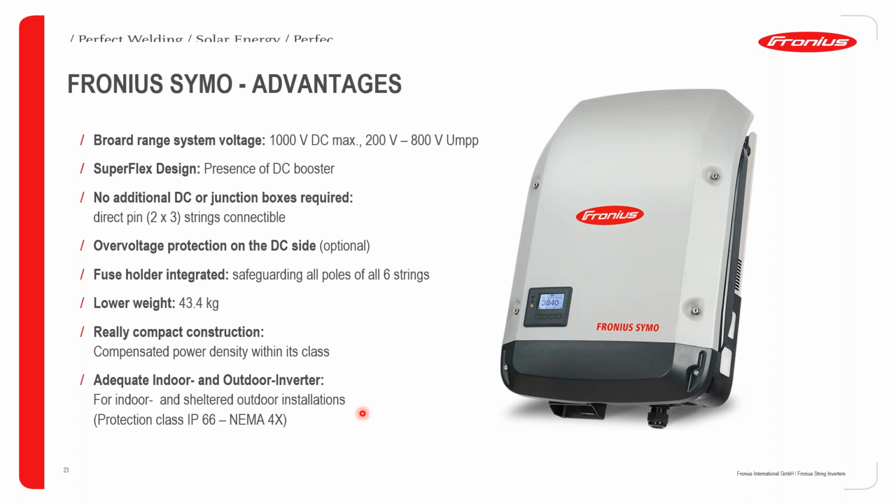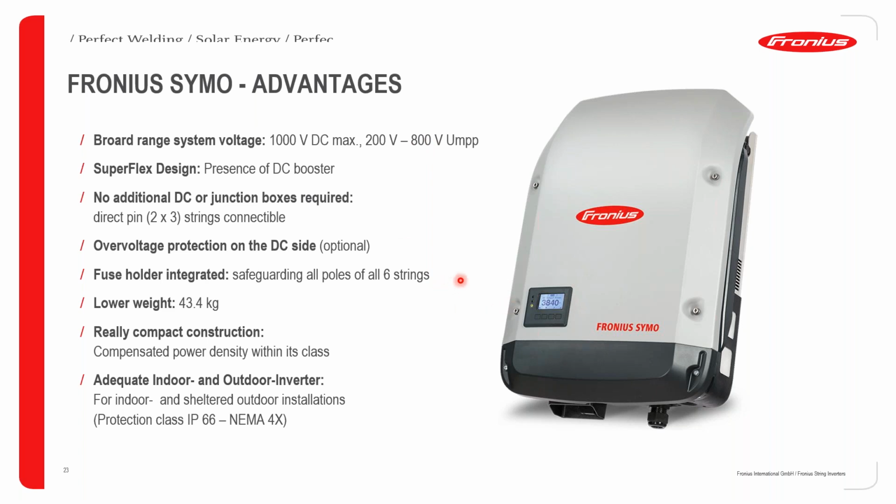Then looking at the Fronius SIMO, what are the advantages of the SIMO? It's 1000 volts DC max per string. Your MPPT voltage range is much wider than the Eco, from 200 volts to 800 volts DC. And with the SIMO, you can do shorter strings than with the Eco. With the SIMO, we have Superflex Design, and with the Superflex Design, we have a DC booster. This is why our range is much better than the Eco.